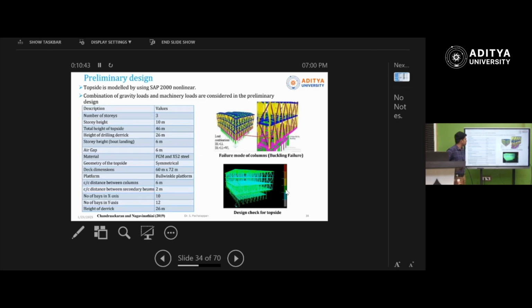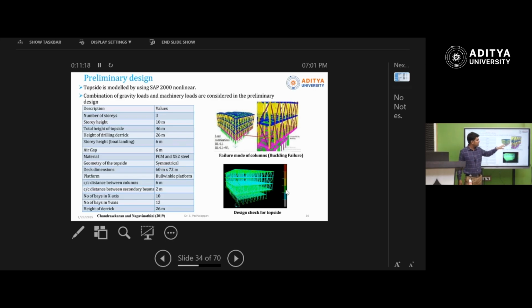So what I have done, I modeled or designed this offshore structure topside by considering X52 steel, because that is one of the high performance steels I consider. Only in the vulnerable regions where a hydrocarbon fire is possible, in those locations only I used FGM, because fabricating FGM at the laboratory level may be easy, but for the construction of an offshore structure, we need to fabricate huge cross sections, which is practically difficult.